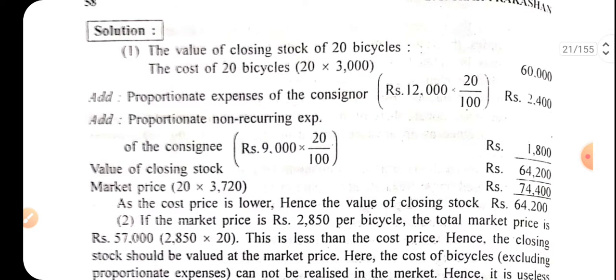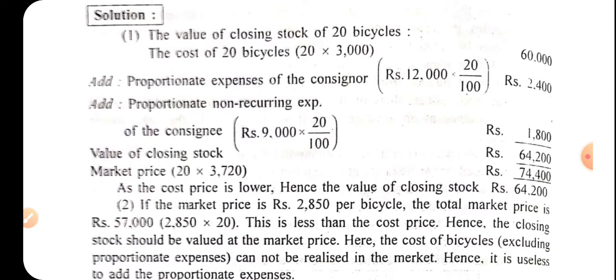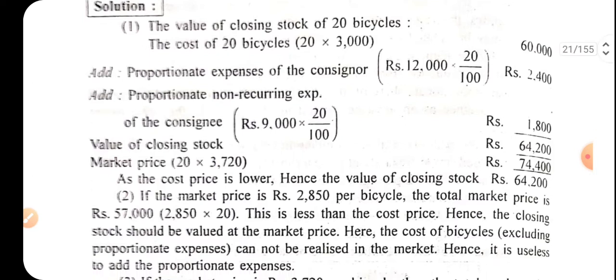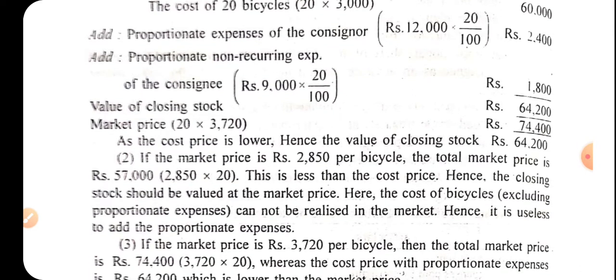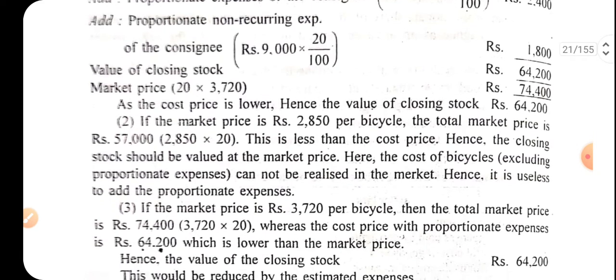Now the proportionate expense by the consignee. When 100 bicycles are sent, the consignee had paid 9,000 of non-recurring charges. Then what is the expense for 20 bicycles? So it is 1800. So 60,000 plus 2,400 plus 1800 results in 64,200. So the cost price of closing stock is 64,200 and the market value of the same 20 bicycles is 74,400. Of both, the cost price is lower, so it is considered as the closing stock.